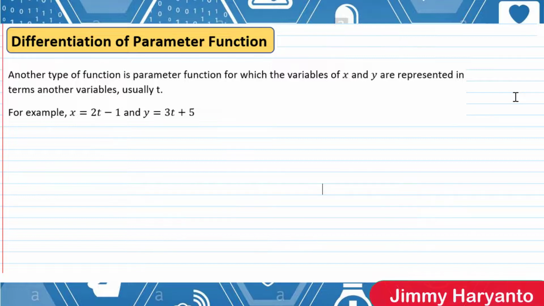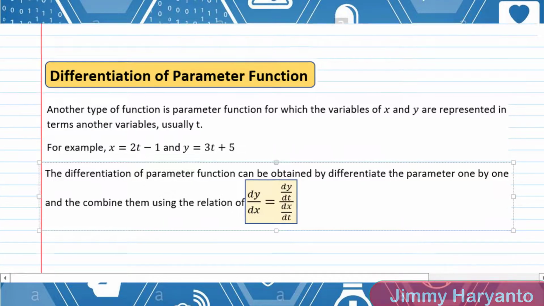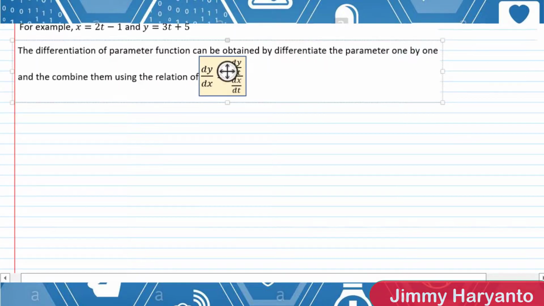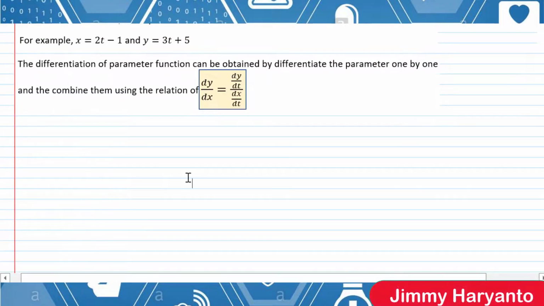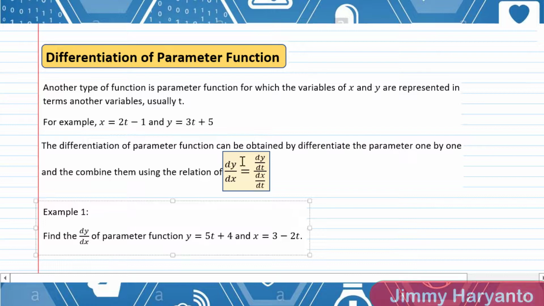Yeah, actually we can combine them to get the original function. Yeah, y equals to blah blah blah blah. But we don't want to do that because we want to differentiate it directly. So to differentiate directly, you have to differentiate them one by one, differentiate the x and differentiate the y one by one, and then combine them using this formula. Dy over dx equals to dy over dt over dx over dt. Yeah. Let's take a look at the example.